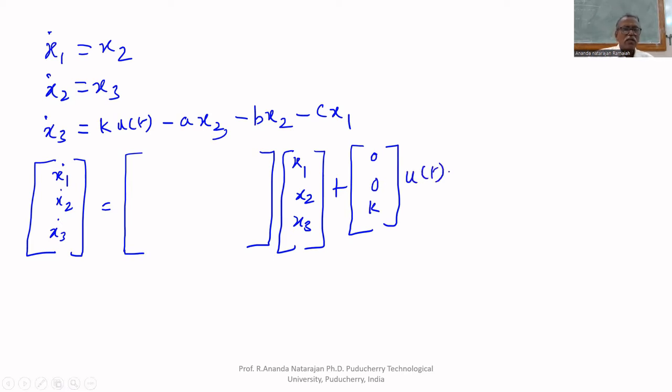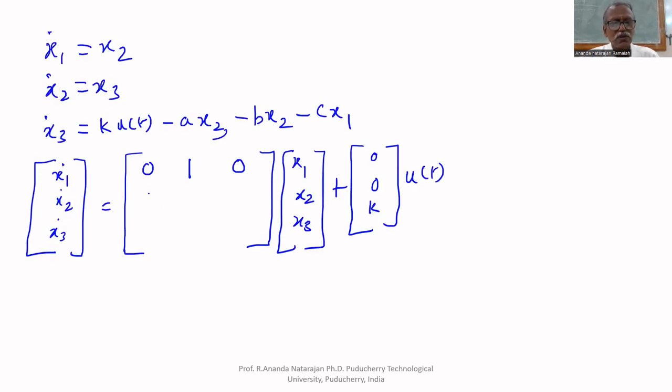Here, what is the first equation? x1 dot equal to 0 x1, 1 x2, 0 x3. Second equation, 0 x1, 0 x2, 1 x3. Third equation, minus c x1, minus b x2, minus a x3. So I put this in matrix form. If you multiply, you will get these three equations.